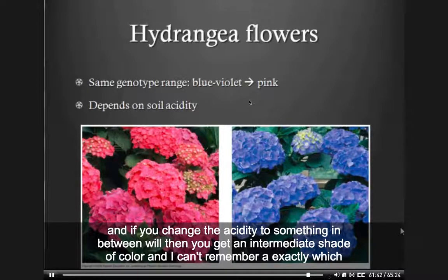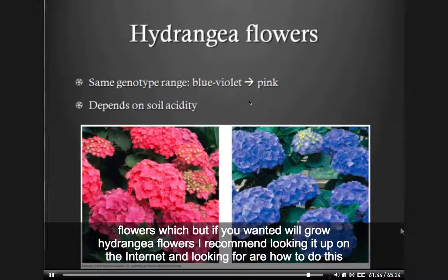And I can't remember exactly which flower is which, but if you want to grow hydrangea flowers, I recommend looking it up on the internet and looking for how to do this.